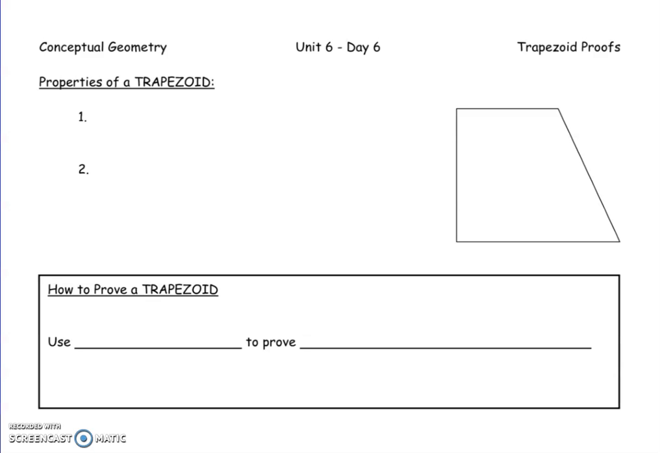Unit 6, Day 6, trapezoid proofs. Before we begin the proof, let's talk about properties of a trapezoid. As you can see, there are only two properties of a trapezoid.